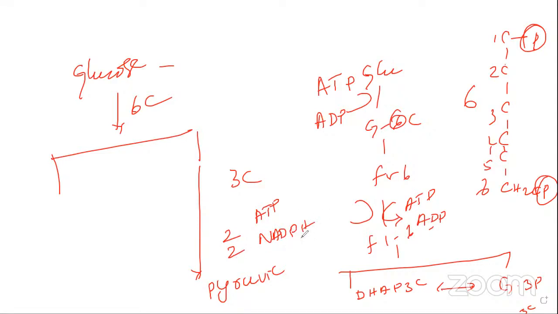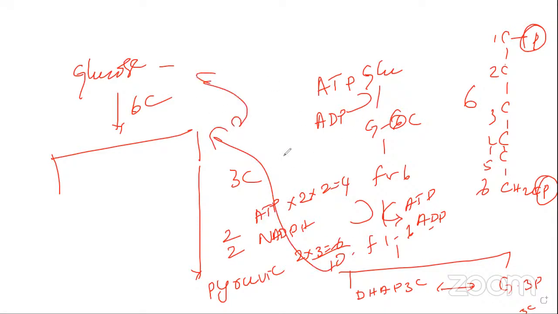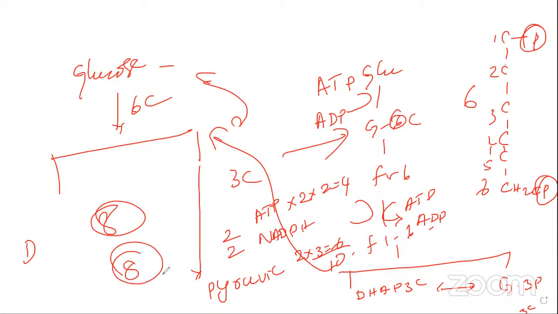So total here 2 into 3, 6. Here 2 into 2, 4 molecules. So total 10 molecules, 2 are utilized in this category. So 8 molecules during glycolysis. How many ATP molecules synthesized? 8 molecules synthesized. After the pyruvic acid, it enters into the TCA cycle, Krebs cycle, also called the tricarboxylic cycle.